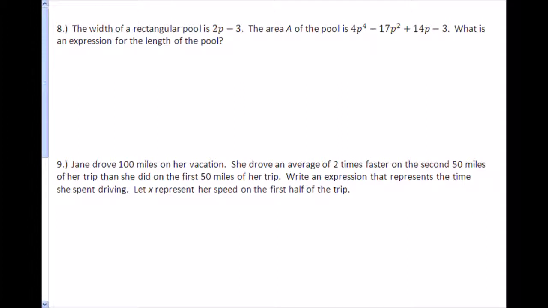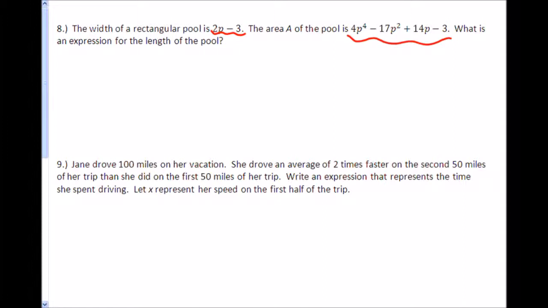Number 8, it says the width of a rectangular pool is 2p minus 3. The area of the pool is 4p to the fourth minus 17p squared plus 14p minus 3. And we want to know what is an expression for the length of the pool. So if this is the area of the pool, and I'm given the width of the pool, to find the length, I would just divide.